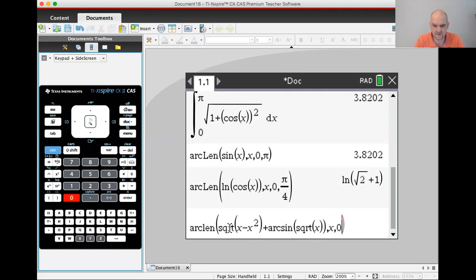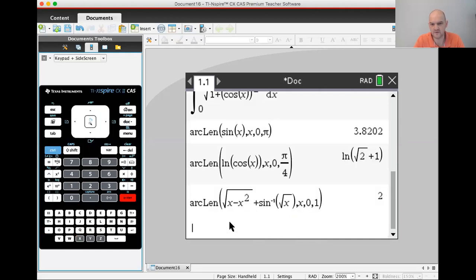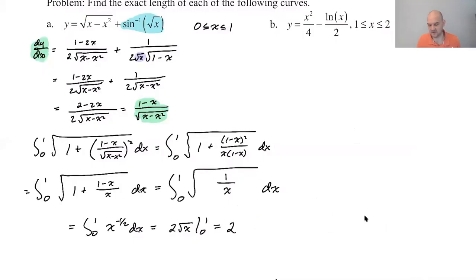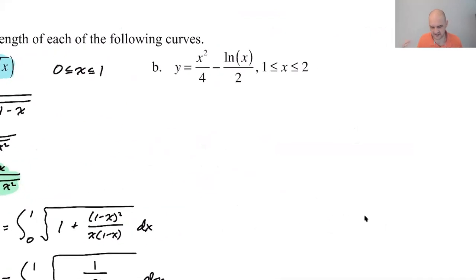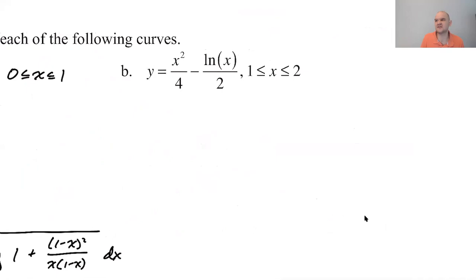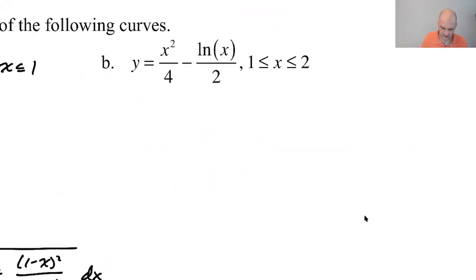X goes from 0 to 1, 2. Okay, so that was a surprising result, but it worked out. That's what I'm saying. Either the problems are incredibly written so as to work, or they'll be calculated. There's no in between, because you can't just take a random function and say find the arc length and think it's going to work. It's going to work by hand, at least.